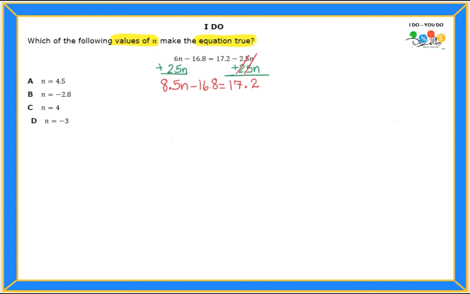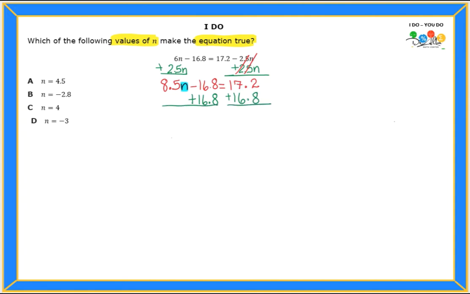Now my focus is going to be on the left side. Anything on the left needs to go. The only thing that I want left on the left is the variable n. Everything else needs to go somewhere, right? So next I'm going to get rid of the negative 16.8, and the way that I do that is by adding. And remember, whatever you do on one side, you need to do to the other side.